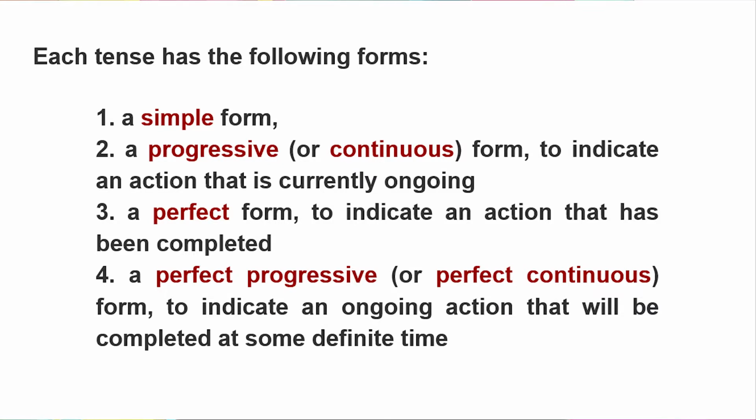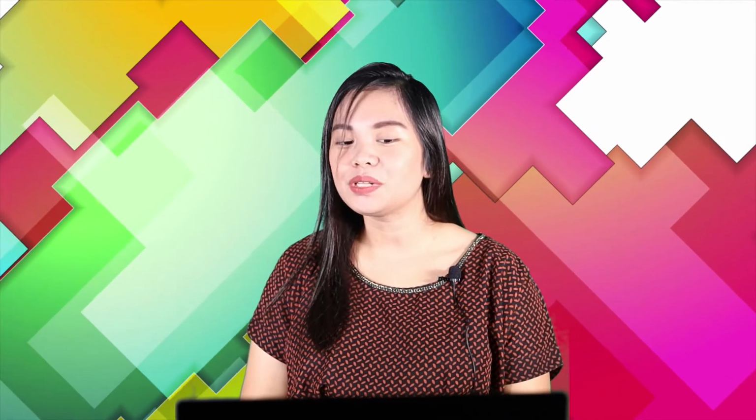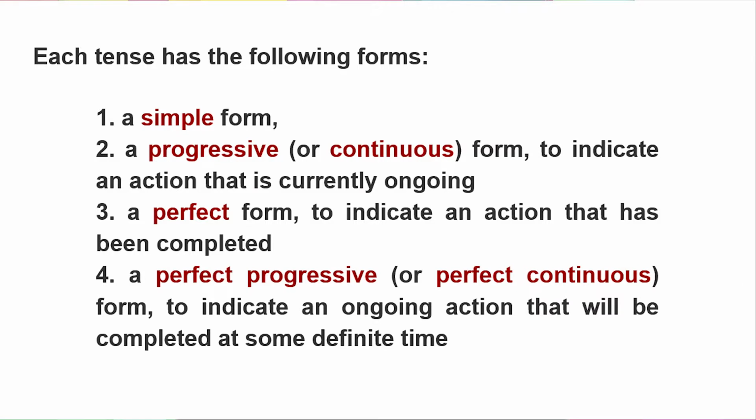And we have the perfect form, or it indicates that an action has been completed, meaning it can be done in the past because it has been completed. And the last is the perfect progressive or the perfect continuous, meaning a combination of the perfect and progressive or continuous. It indicates an ongoing action that will be completed at one definite time or at some definite time.